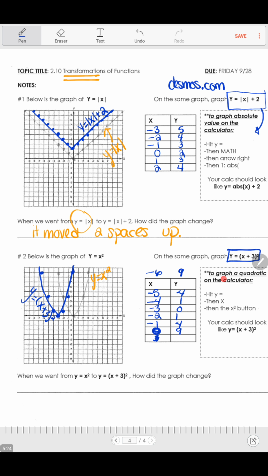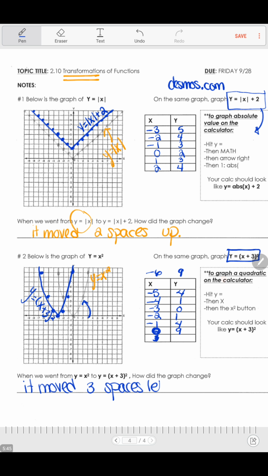Okay, so now, how did this graph transform? How did it change? So it started with this graph, and now we have this new blue graph. How did the graph change? Go ahead and answer that. Alright, so it transformed, or it moved, this time, 3 spaces left. Okay, we're going to need these notes for class tomorrow, so please make sure you have them.